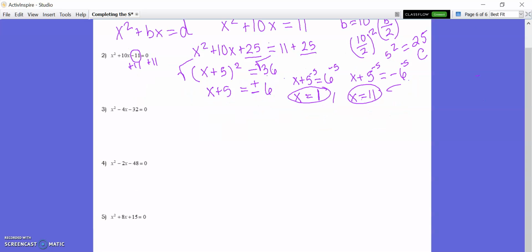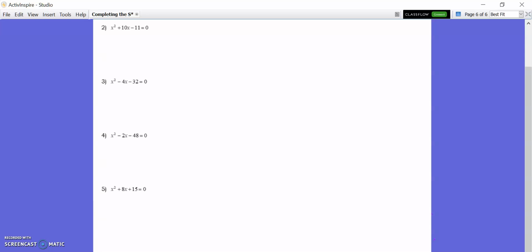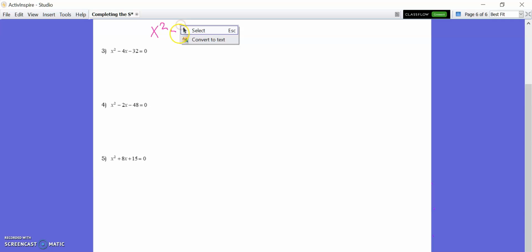Okay. I'm going to go ahead and erase my work and take a look at example number 3. We'll go pink. Again, I need my equation in the form of x squared plus bx equals d. And I'm looking at my equation and it's not quite in that form.